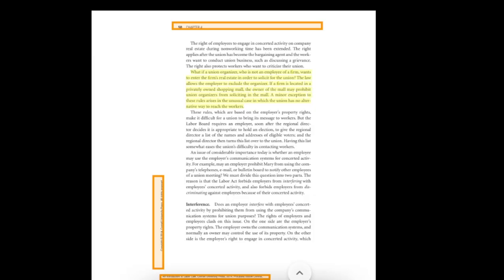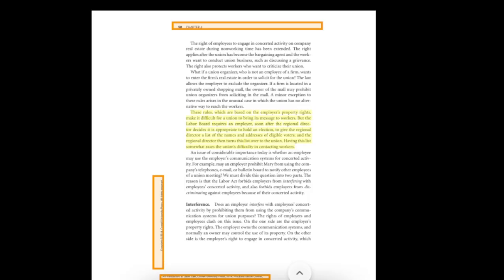What if a union organizer, who is not an employee of a firm, wants to enter the firm's real estate in order to solicit for the union? The law allows the employer to exclude the organizer. If a firm is located in a privately owned shopping mall, the owner of the mall may prohibit union organizers from soliciting in the mall. A minor exception to these rules arises in the unusual case in which the union has no alternative way to reach the workers. These rules, which are based on the employer's property rights, make it difficult for a union to bring its message to workers.